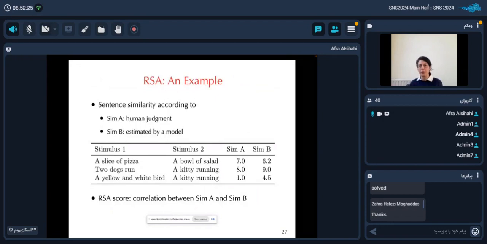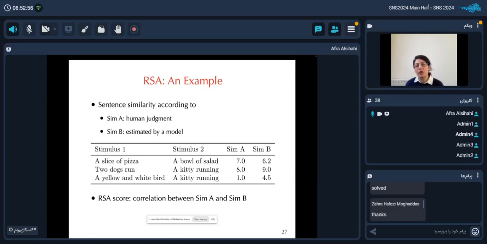So again, let me give you an example in the domain of language. Let's say I have a set of sentence pairs or phrase pairs, something like a slice of pizza, a bowl of salad, two dogs run, a kitty running. On the one hand, I can give each of these sentences to a language model, get some sort of activation vector or embedding, and then calculate the distance between these vectors. That would be similarity measure B.